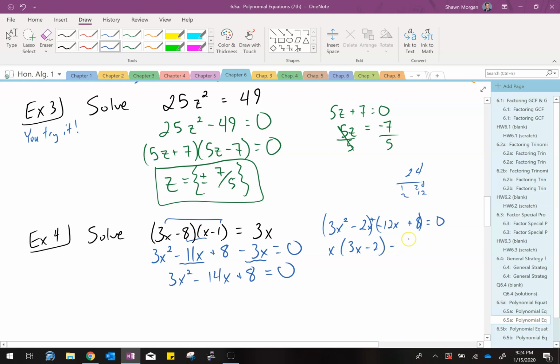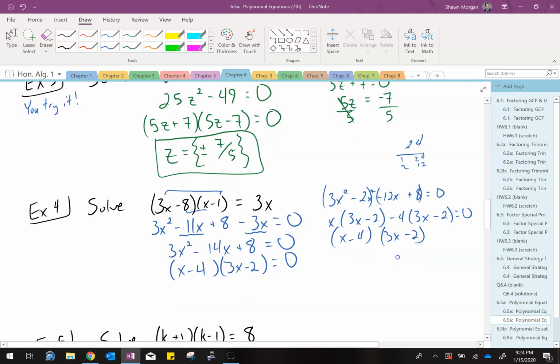We'll factor out a negative 4, and leave us with 3x minus 2. And therefore, we've got x minus 4 and 3x minus 2 are our two factors. So that's actually what I'll write up over here, just to be consistent with how I'm working things. x minus 4 and 3x minus 2.